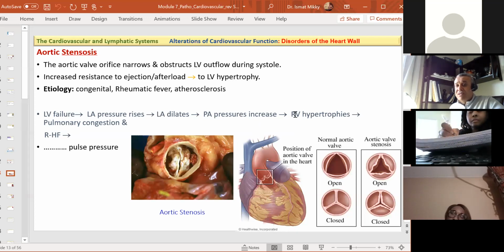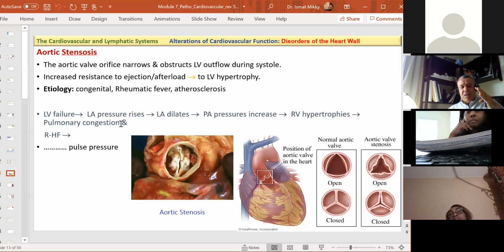So that eventually results in right ventricular hypertrophy and pulmonary congestion. And eventually, the patient will have right heart failure. So patients with aortic stenosis would have a pulse pressure problem. Aortic stenosis is different from aortic regurgitation. Stenosis of the aortic valve will result in a narrow pulse pressure. So systolic extremely high, diastolic very low.